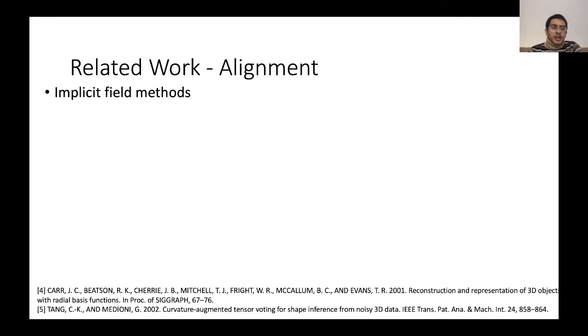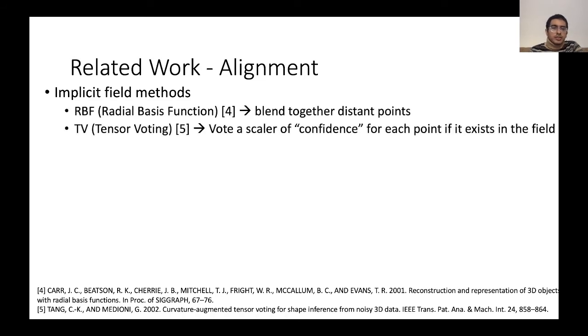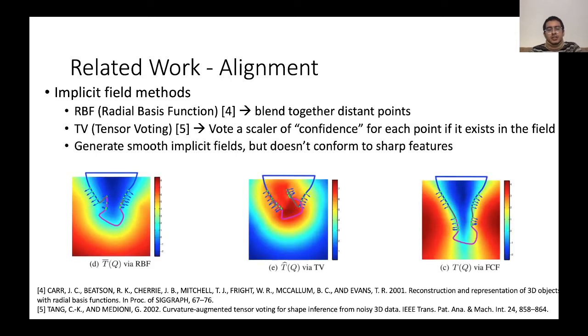And another one, in terms of the actual implicit field methods that the paper uses, I mentioned it does some comparisons to the RBF method and to tensor voting, which essentially chooses the most likely value if a point exists on the surface. For example, when aligning two parts using the RBF method over here, it's pretty smooth, but the actual alignment can be seen to be pretty bad. Same thing for TV, but the FCF one preserves the sharp features over here, as can be seen. So it conforms to the sharpness compared to the other two, RBF and TV, which smooth out the shape.